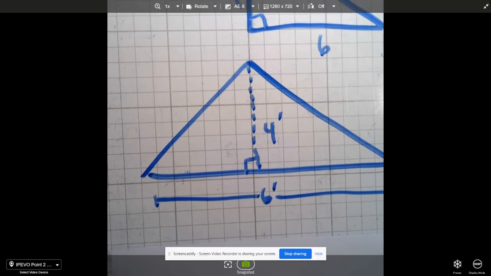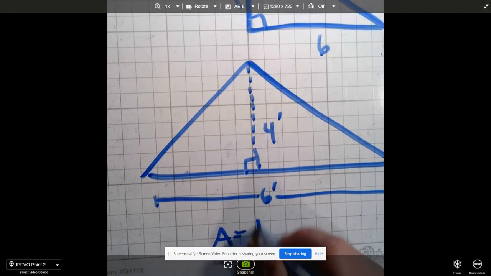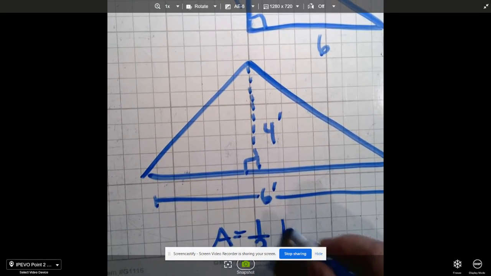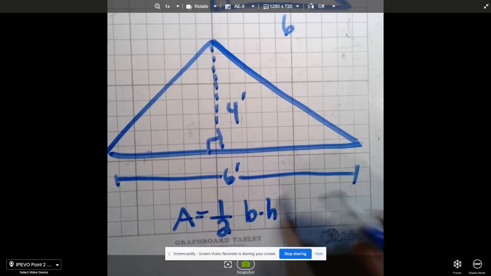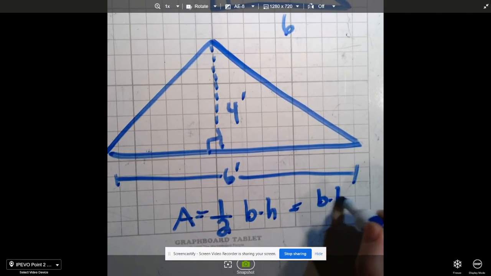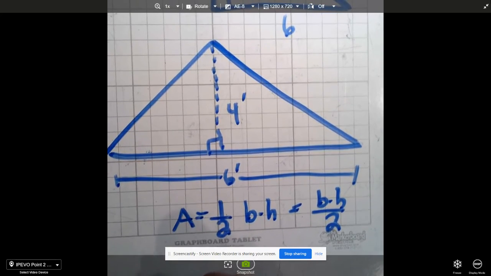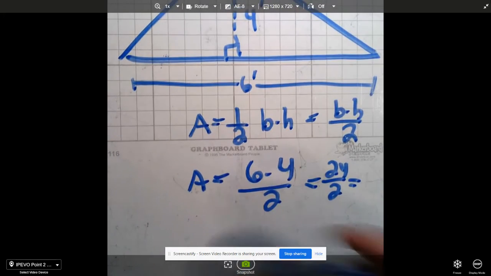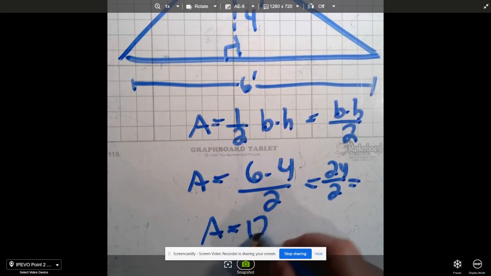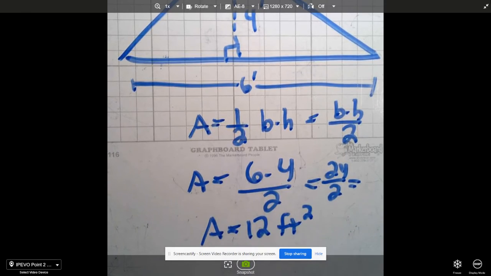So here, if you remember, your formula is 1/2 base times height, or if you prefer, you can say base times height divided by 2. It's the same thing. So for my area, my base is 6, my height is 4. If I divide that by 2, this will be 24 divided by 2. So this will be 12 feet squared.